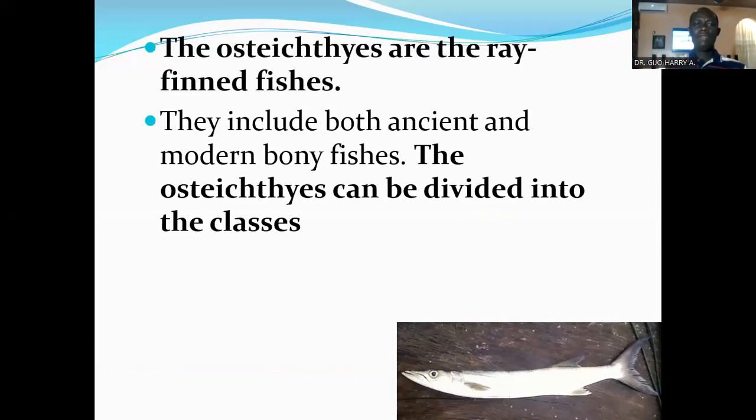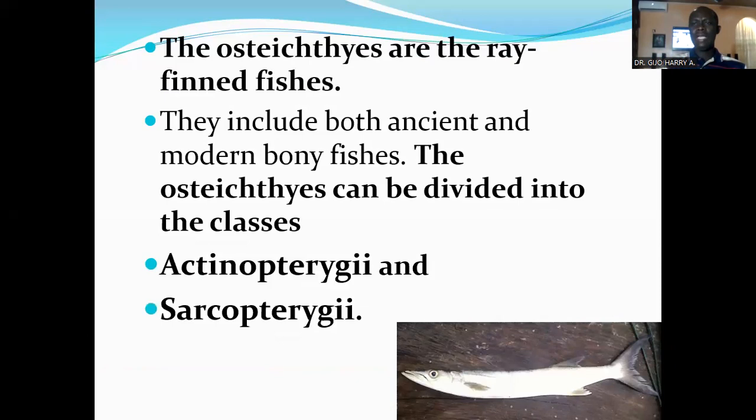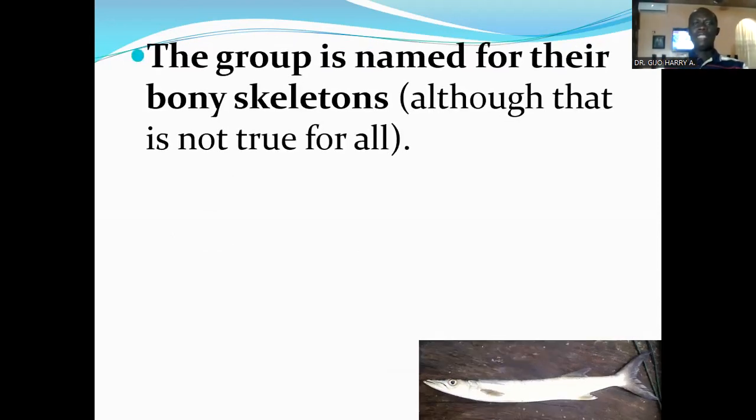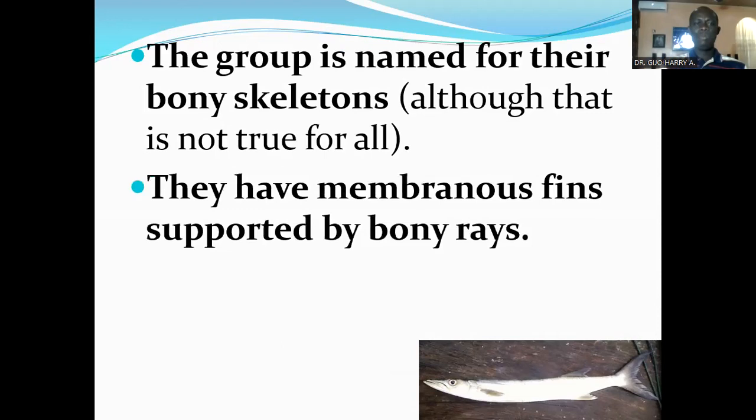The Osteichthyes can be divided into the classes Actinopterygii and Sarcopterygii, as mentioned earlier, the two classes in this group Osteichthyes, which are bony fishes. The group is named for their bony skeletons, although that is not true for all. There are some that do not have a bony skeleton or that are not entirely made up of bony endoskeleton. They have membranous fins supported by bony rays.